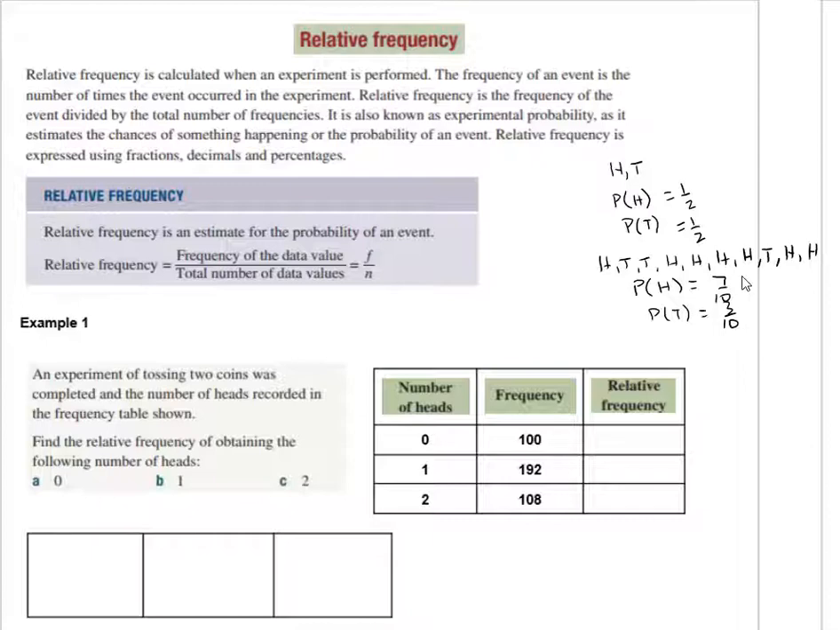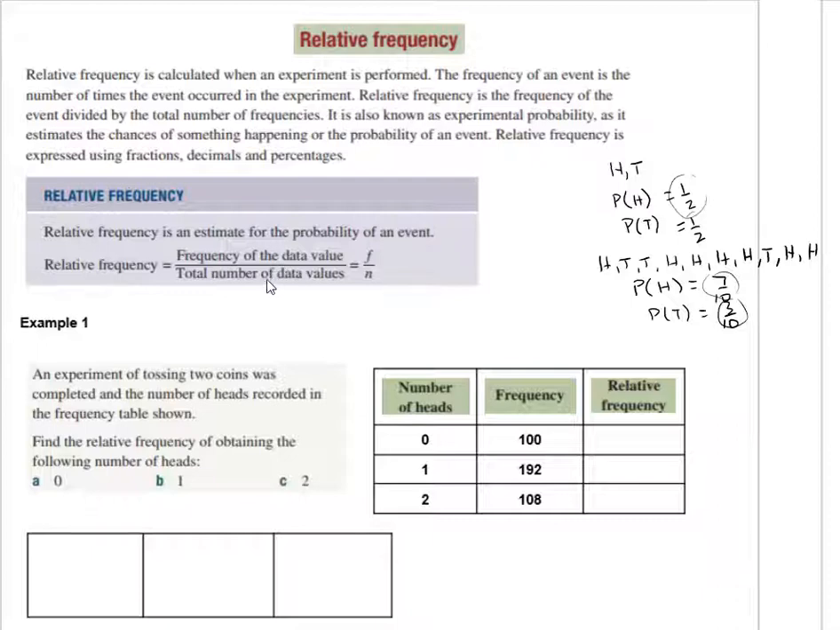Now we know in theory that's not correct, but the more times we toss a coin, the closer these numbers here would become these numbers here. Okay, but on a small experiment, on a small scale, we're not going to get our numbers in theory. That leads us to relative frequency. Relative frequency is essentially our experimental probability.